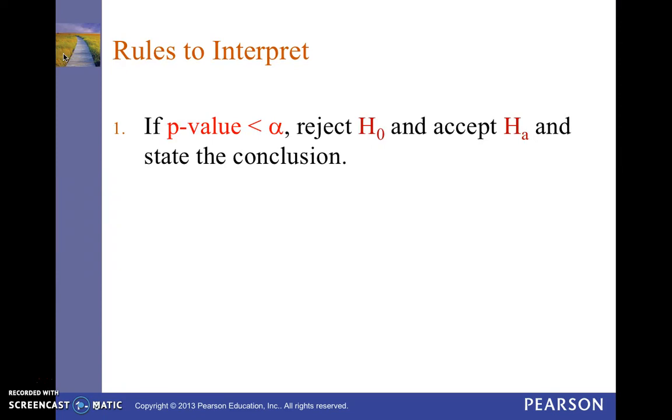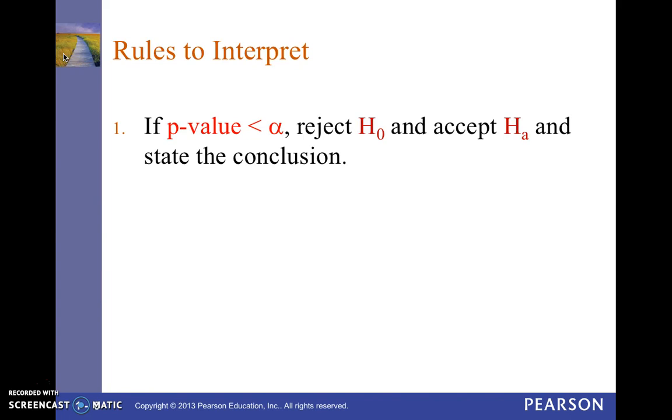Because what is that saying? That's saying that if the p-value actually suggests that our risk of making an error is less than 5%, then we're going to say, hey, I reject the idea there's no effect going on here, and I'm going to accept my alternative hypothesis, which probably proposed that there really was some kind of effect happening here, right?